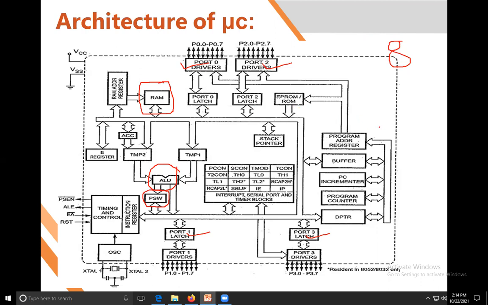Then it has program address registers, program registers, and buffer registers. These are present in the 8051. The main difference between a microcontroller and a microprocessor is that the controller contains inbuilt RAM, while the processor does not contain inbuilt RAM. So you have to connect external RAM to the processor. The microcontroller also contains a program memory, and the data memory is separate in the 8051 controller.